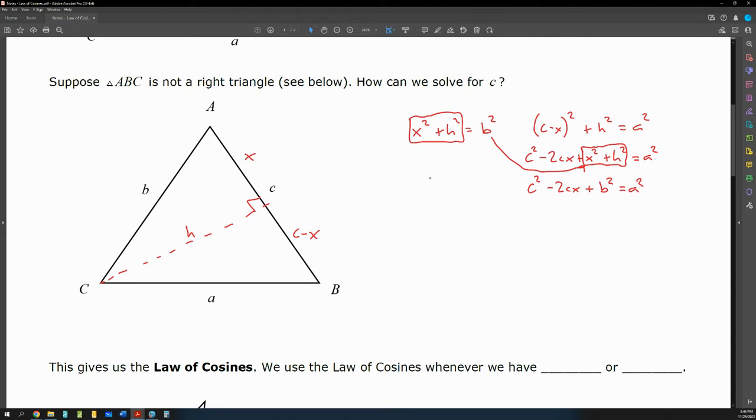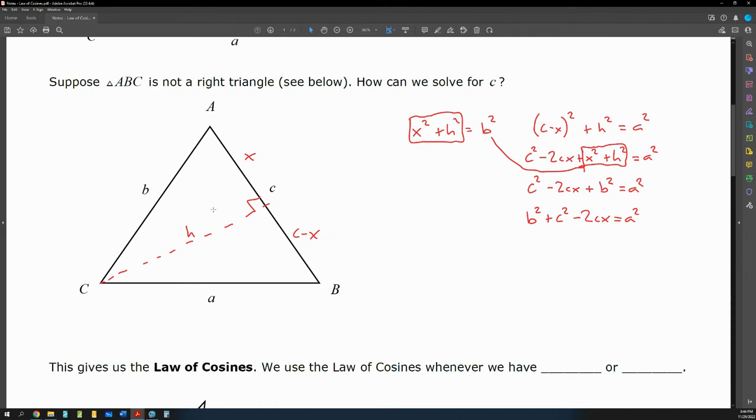I'm going to rearrange a few terms here. So we have B squared plus C squared. We have a positive B squared and a positive C squared. And we have a negative 2CX, and that's all equal to A squared. We're kind of stuck for now, but there's a few other things we can do with right triangles.